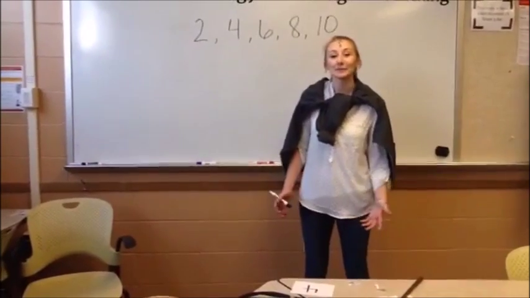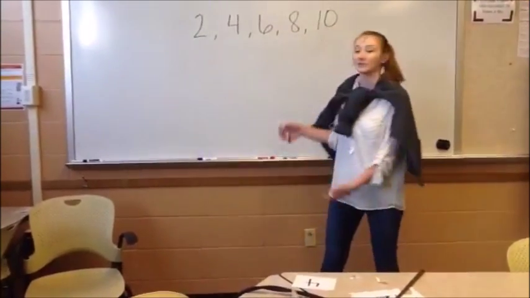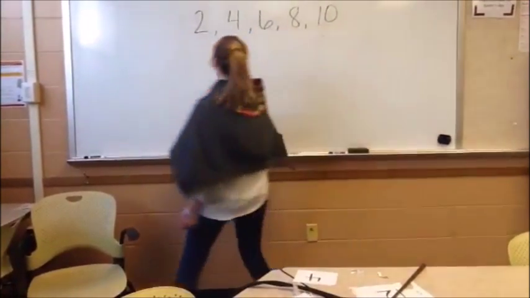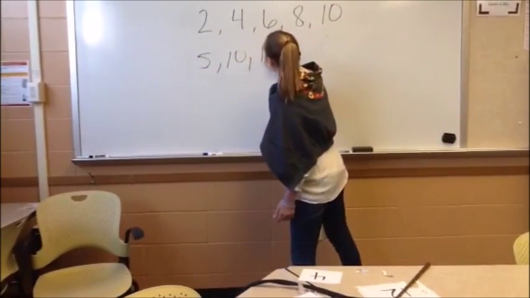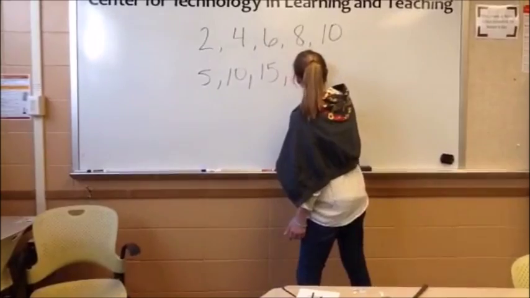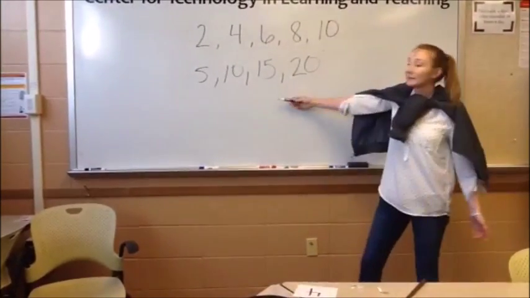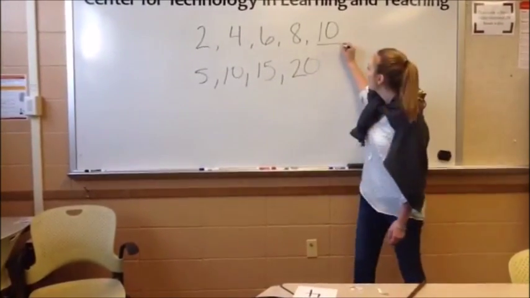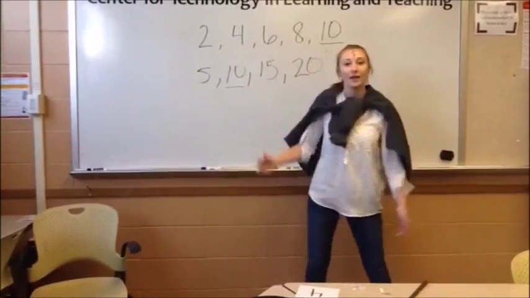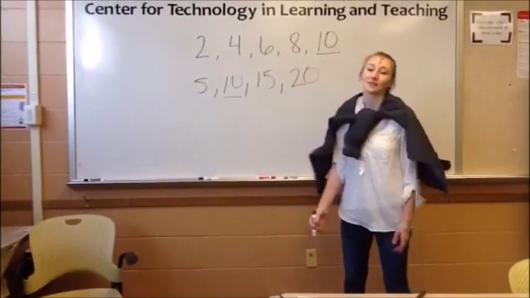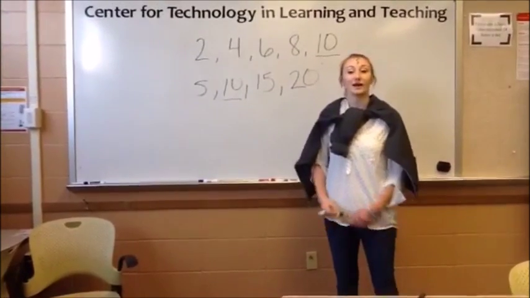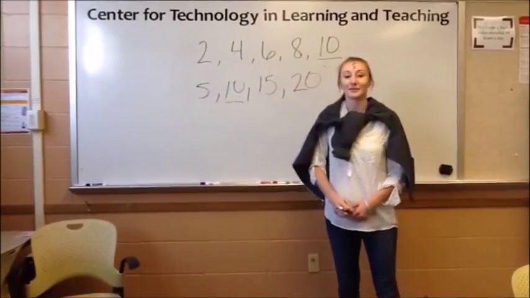Similar to finding common factors, we can also find common multiples. So if I wanted to find the multiples of 5, it would be 5, 10, 15, 20. And the common multiples that I have between each are 10 and 10. But we can also find the greatest common multiple, which would also be 10 and 10, because those are the only two numbers that each 2 and 5 have in common.